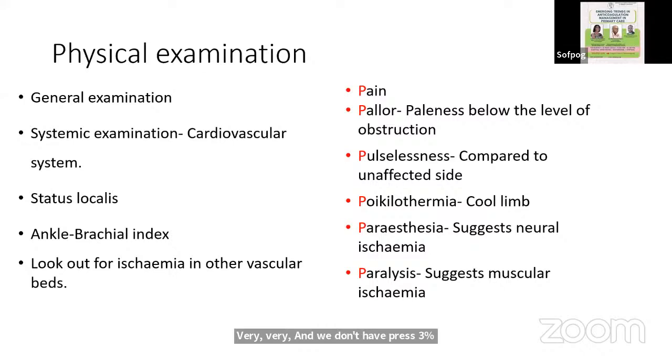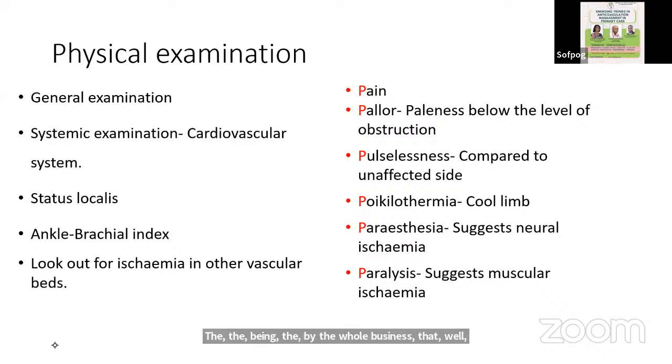In your examination, you want to do a very thorough general or systemic examination with particular focus on the cardiovascular system. Here I want to emphasize that the cardiovascular system is not just the heart, but the heart and the vessels, so you have to examine the arteries very carefully. Starting locally, you'll be looking out for what are typically called the 6 P's of acute limb ischemia: the pain, the pallor, the pulses, the polar, the paresthesia, and the paralysis.